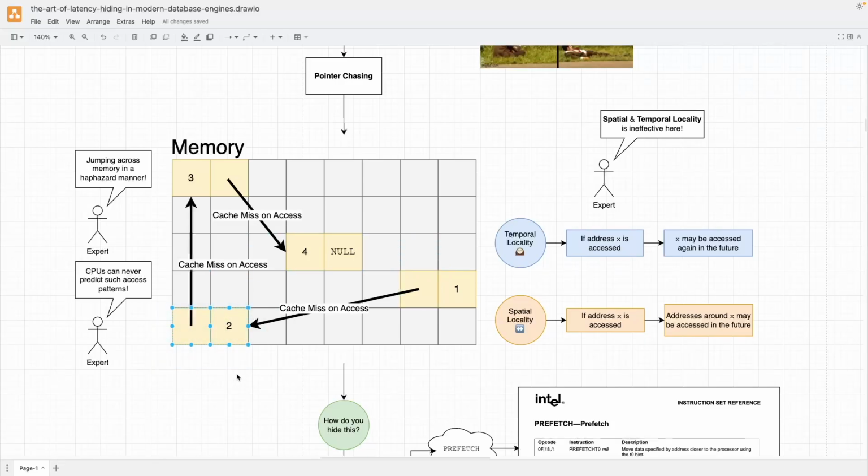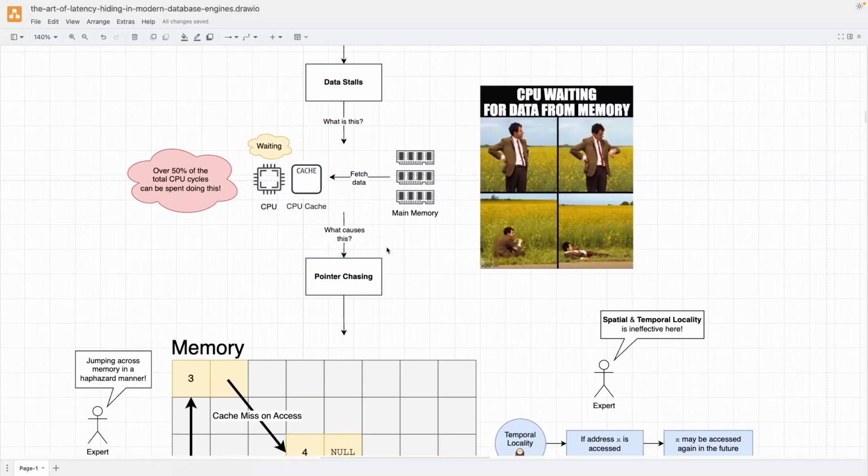And the problem is that this memory address can be in some other corner of your memory, right? It can be at some other place of your memory. And there is a very, very high likelihood that that address is not in your cache already. So when your CPU tries to go to that address to access that node of the linked list, it's not in your cache. So it's a cache miss. And you have to get the data from your main memory. And that is expensive. And that is the problem of data stalls.